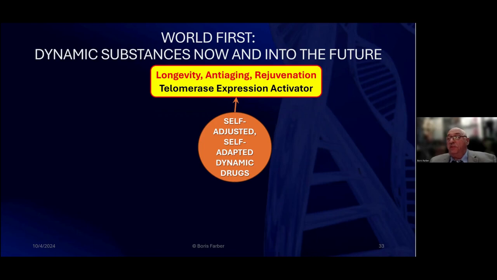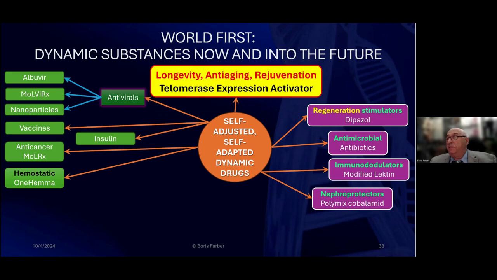So far, we have developed and synthesized various dynamic chemical structures, giving us extremely powerful tools for fighting disease and staying healthy. They relate to antiviral, Albuvir, Molvrex, nanoparticles, vaccines, anti-cancer, Molrex preparation, hemostatics. We use regeneration stimulus, which we name Dimazole, antimicrobials, immunomodulators, and neuroprotectors.